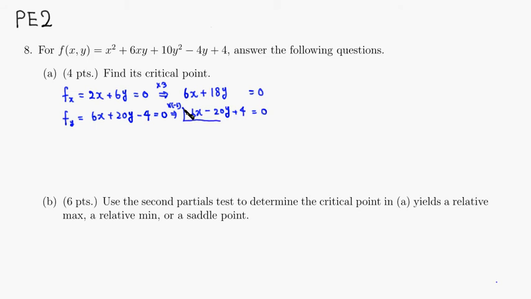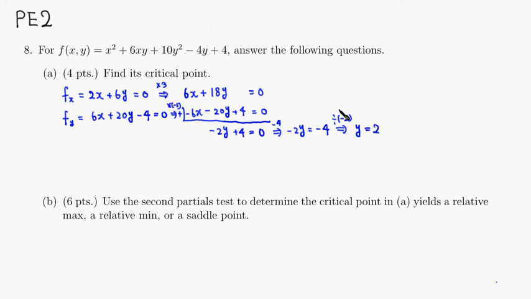Then we add them up. 6x plus negative 6x cancel out, that's what we wanted. 18y plus negative 20y is negative 2y, and 0 plus 4 is 4, and 0 plus 0 is 0. So from here we can solve: subtract 4, negative 2y is equal to negative 4. Then divide through by negative 2, so you can see that y is equal to 2.